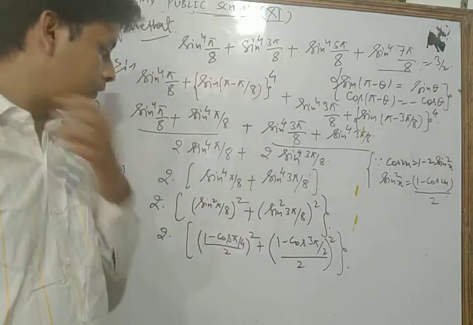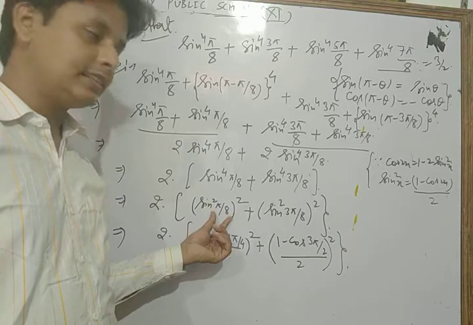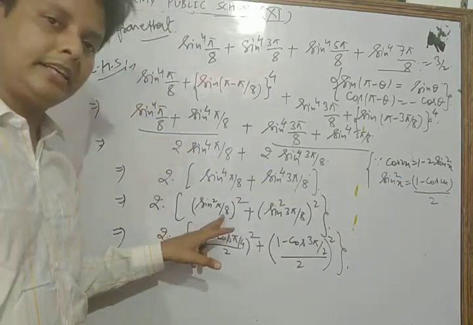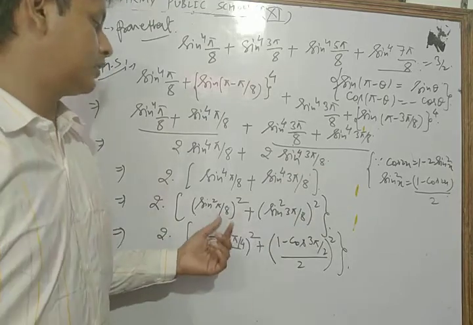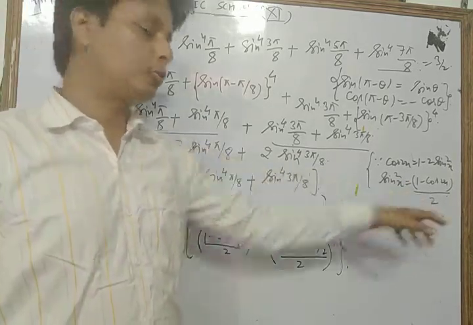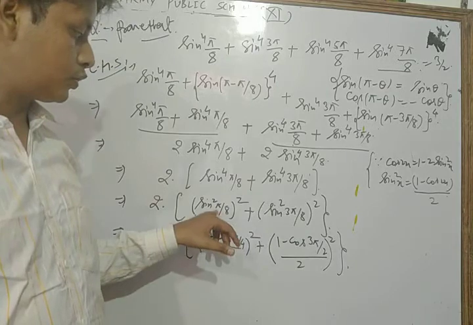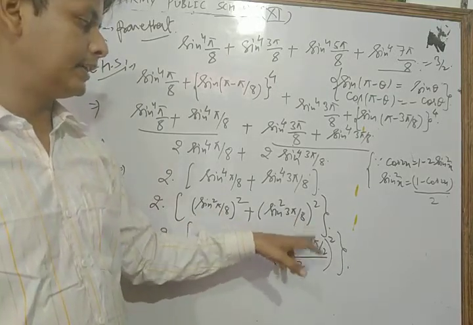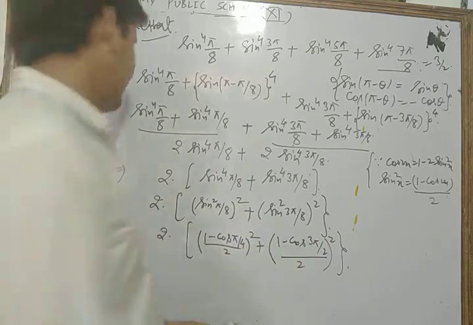Let's see once more. Here we replace that as x, sin square x is equal to 1 minus cos 2x upon 2. So here x is pi by 8. If we convert this value with that formula, then we get 1 minus cos 2x, 2 into pi by 8 is pi by 4. Same as here, 2 into 3 pi by 8 is 3 pi by 4. Okay, now let's see.